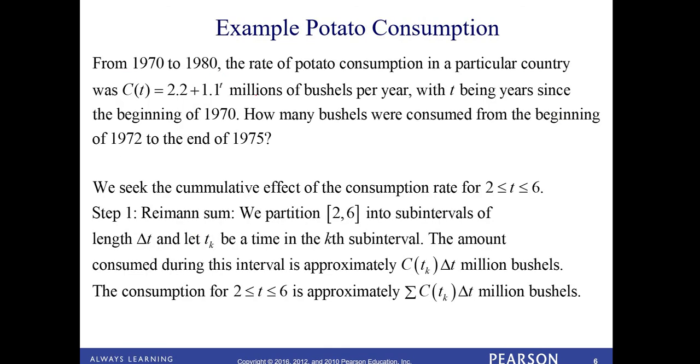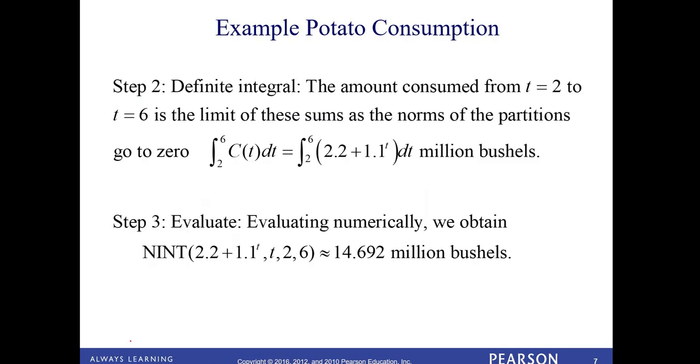So from 1970 to 1980, the rate of potato consumption was consumption equals 2.2 plus 1.1 to the t bushels per year. This is a rate of change. So it's like a velocity, with t being years. So how many bushels were consumed? We're going to integrate. You can use a Riemann sum as well. We're not going to do that. So we are going to use the definite integral from 2 to 6. So this is our integral from 2 to 6, and then calculating it with your calculator, we get 14.62 bushels.